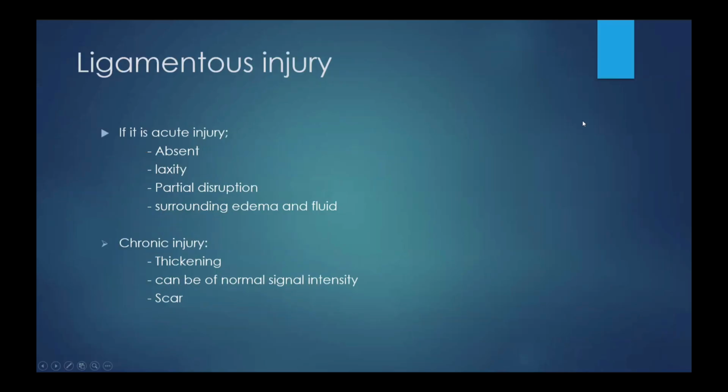How does it look like in acute ligamentous injury, and how does it look like in chronic injury? In acute injury, the ligament might be absent. Maybe we see a laxity of the ligament. We might see partial disruption of the ligament, and usually it's associated with surrounding edema and fluid with possible underlying bone injury or contusion. In chronic injury, usually we see the ligament thickened and can be of normal signal intensity, and we might see a scarring.